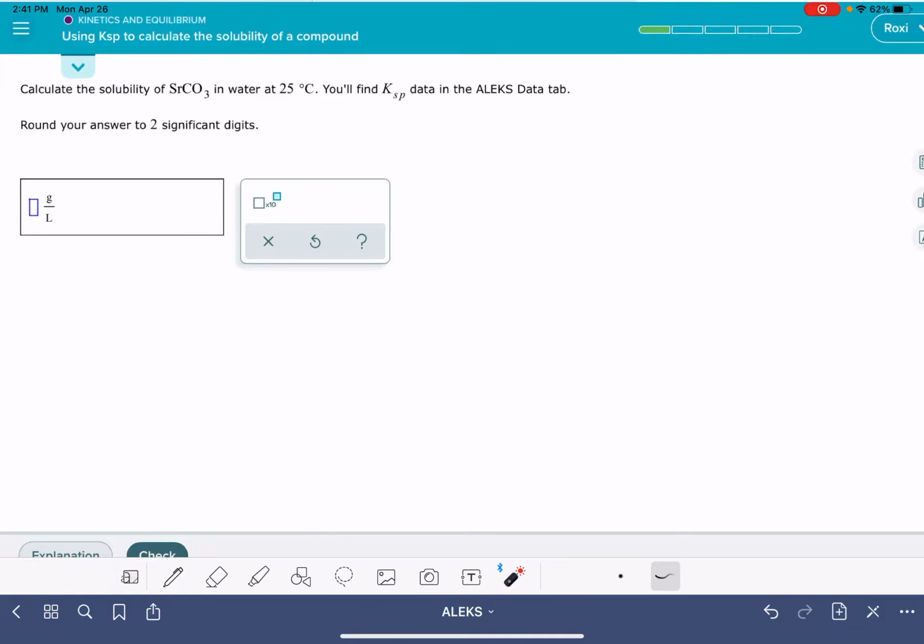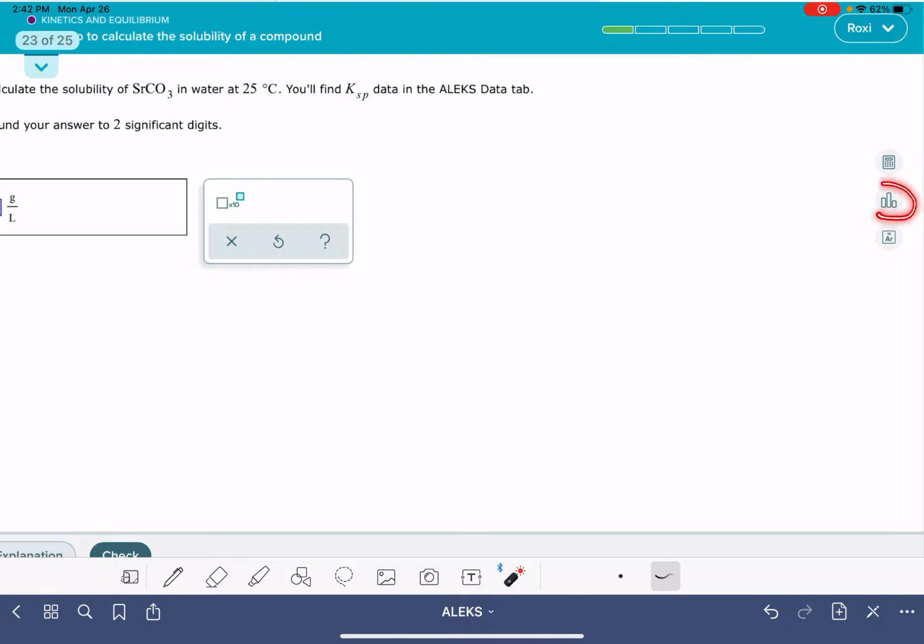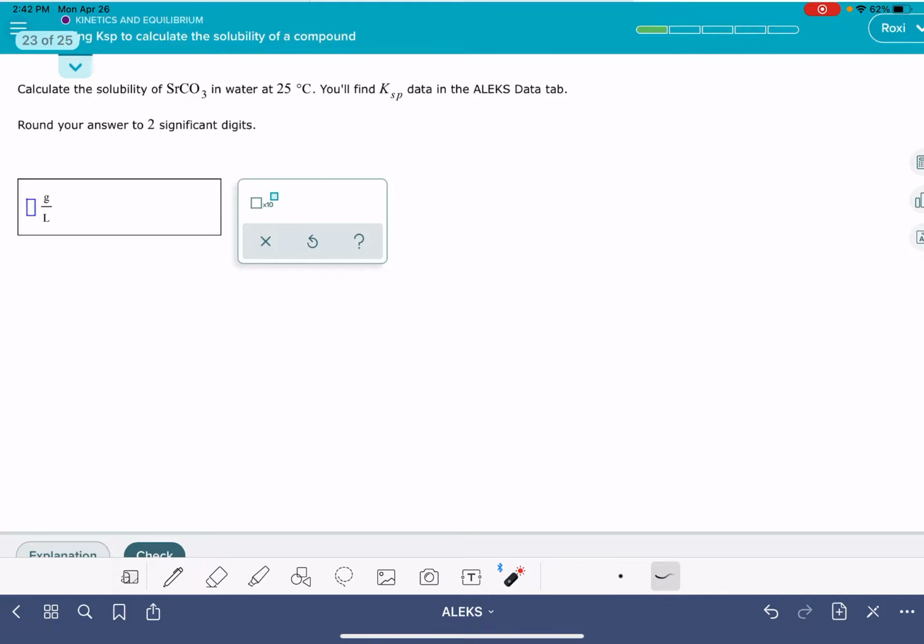In this video, I'll show you how to solve the problem called using KSP to calculate the solubility of a compound. For this problem, you'll be given an ionic compound and asked to calculate the solubility in units of grams per liter. You will need to look up the KSP value for the compound. That's going to be located over here in the ALEKS data tab. Just click on that and look for, in this case, SrCO3. The KSP value for this particular compound is 5.6 times 10 to the negative 10.